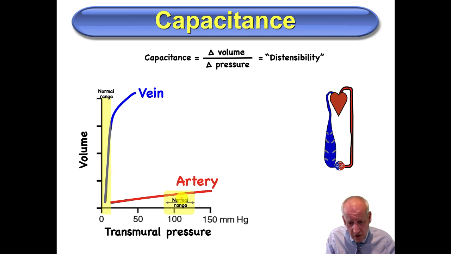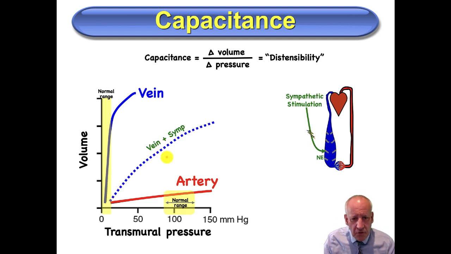In contrast, the artery is elastic, but it is not highly distensible. It normally operates at a high transmural pressure, and changes in that transmural pressure do not result in a large change in arterial capacitance. A critically important feature of the vein is that its capacitance, its distensibility, can be regulated by sympathetic venoconstrictor fiber input.